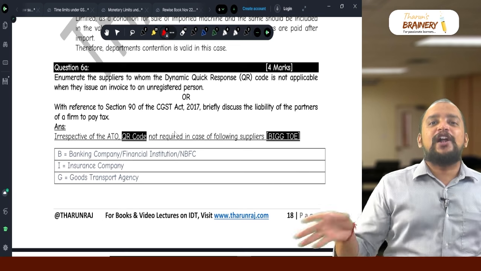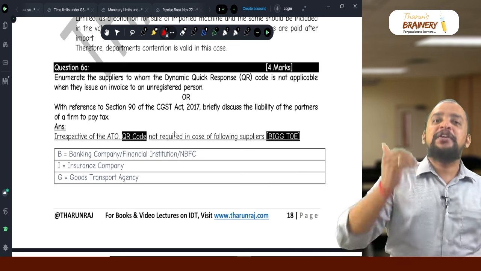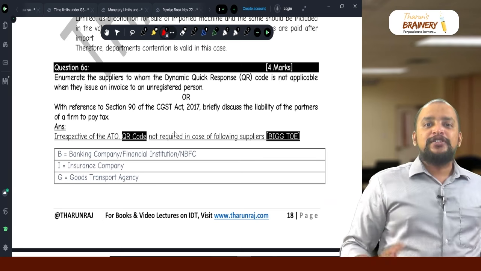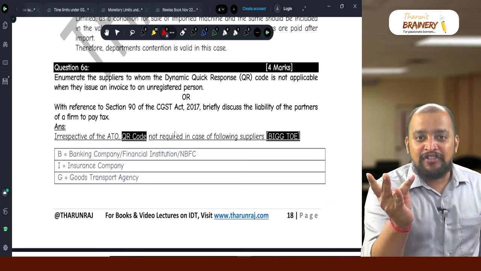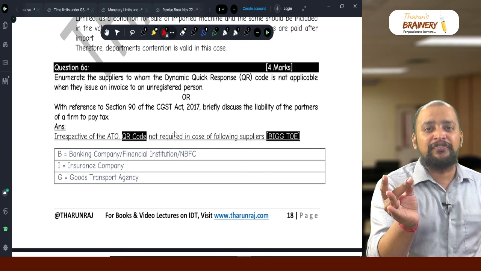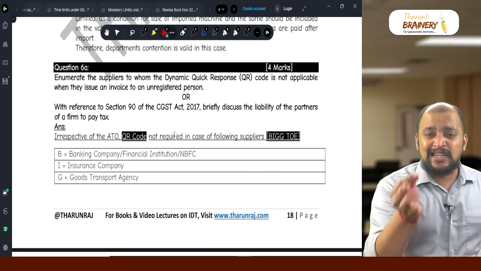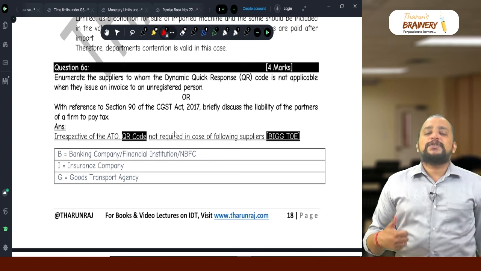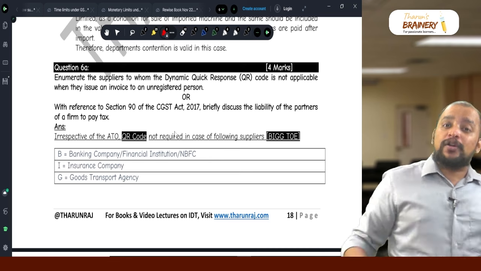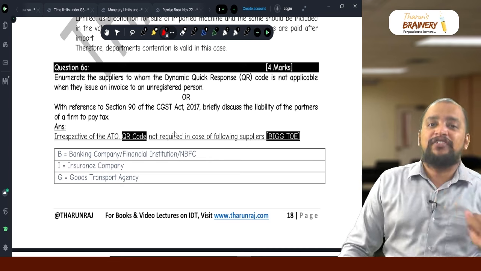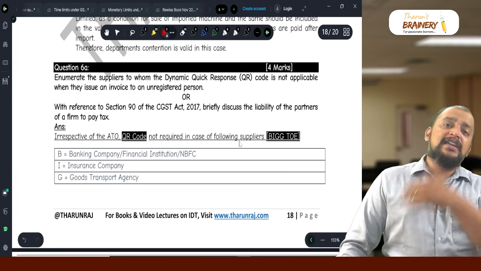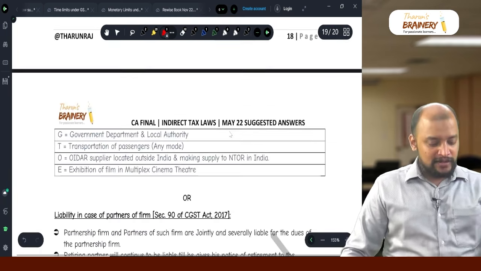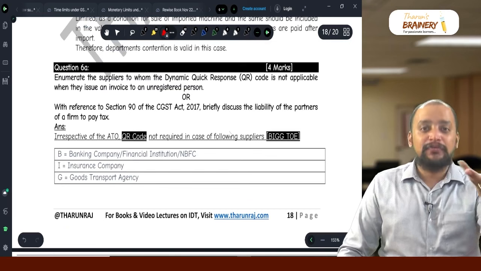Dynamic QR code not applicable. Big toe. Many times I told big toe. So B for banking company, I for insurance company, then G for GTA, then another G, government department or local authority, then T for transportation of passengers by any mode, O for OID or supplier, E for exhibition of film in a multiplex theatre, irrespective of the aggregate turnover. Okay, so if you have written this, 4 marks.